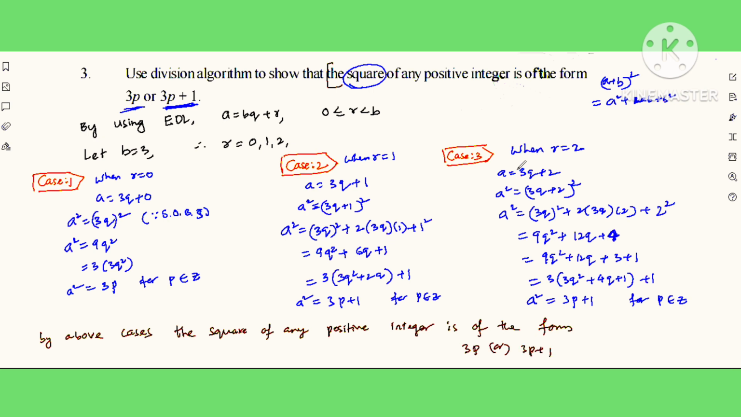For any problem, compulsory you should write the conclusion. So the conclusion is the most important thing. Here, at the last and the ending, you should write this conclusion: the square of any positive integer is of the form 3P or 3P plus 1. And this is the third one. Now let us move to the next one.